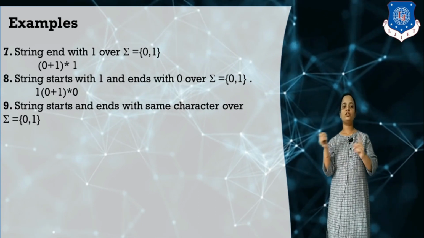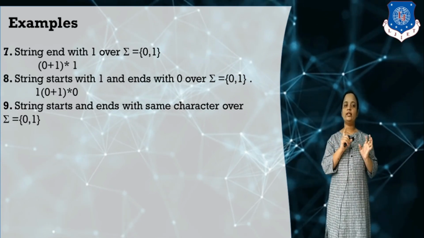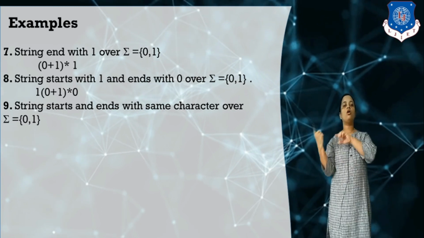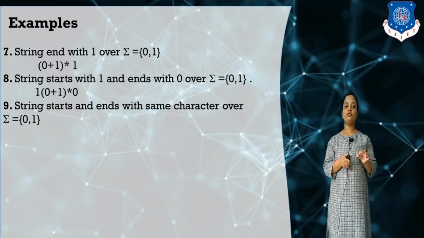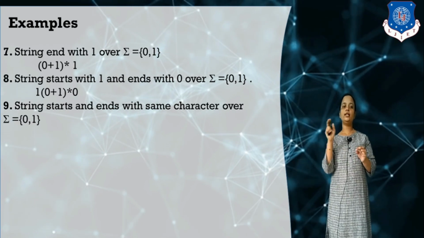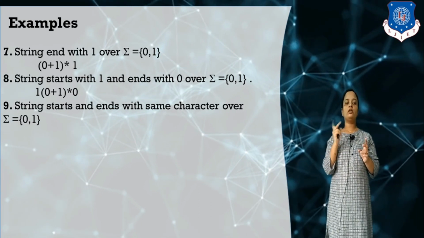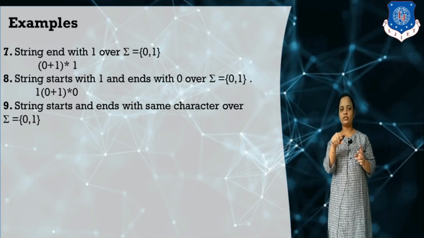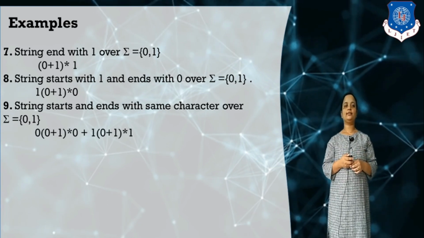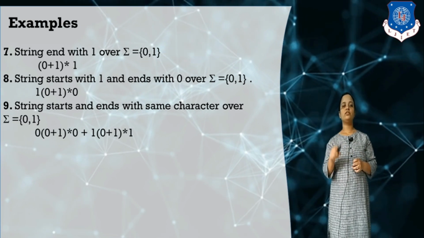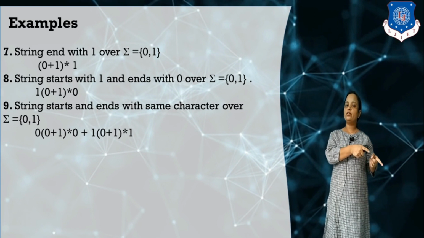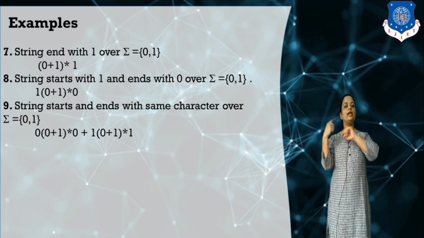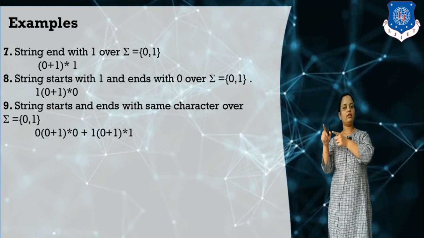So there are two options available. Either you can use option 1 or option 2, so the word 'or' is used. It means that we have to define two terms which are connected with the or operator, which is the plus symbol. Likewise, 0 (0 plus 1) star 0 plus 1 (0 plus 1) star 1. It means the first term is defined if the string starts with 0 and ends with 0, and the last term if it starts with 1 and ends with 1.